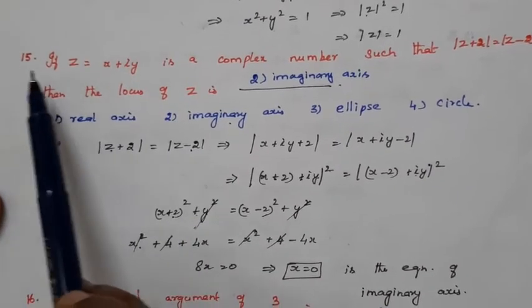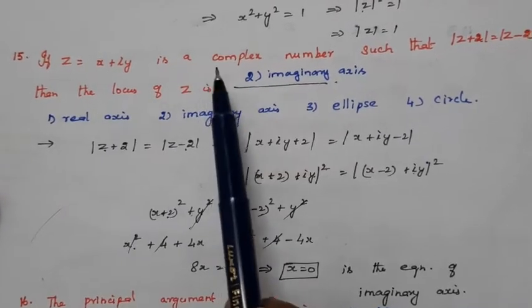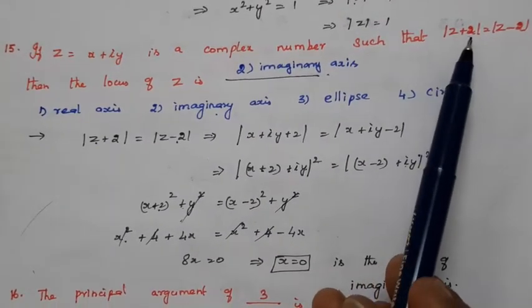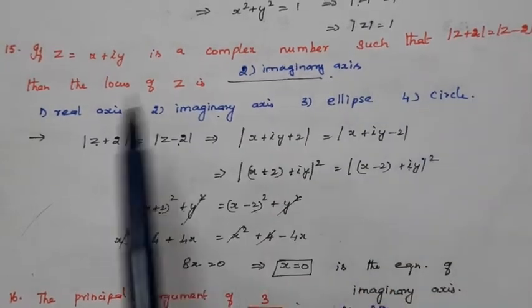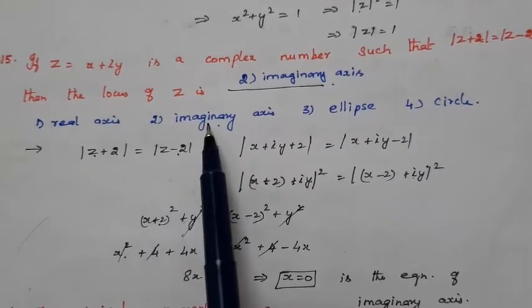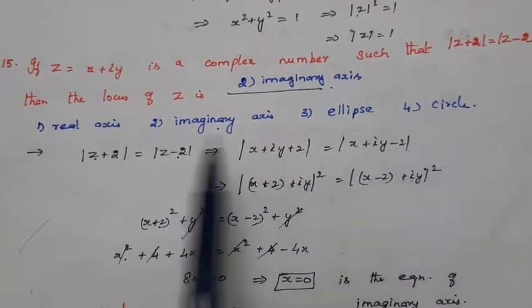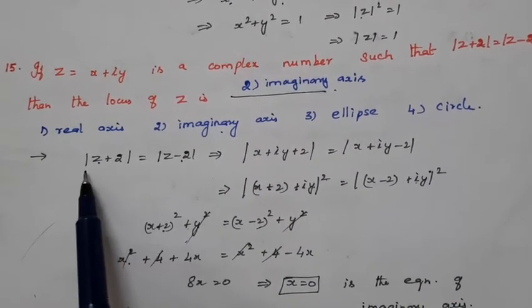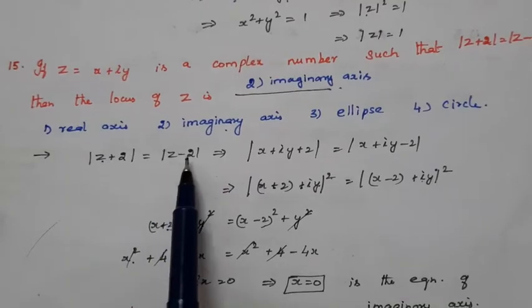Then question number 15. If z is equal to x plus iy is a complex number such that modulus of z plus 2 is equal to modulus of z minus 2, then the locus of z is dash. Options are real axis, imaginary axis, ellipse and circle. What is the given condition? Modulus of z plus 2 is equal to modulus of z minus 2.